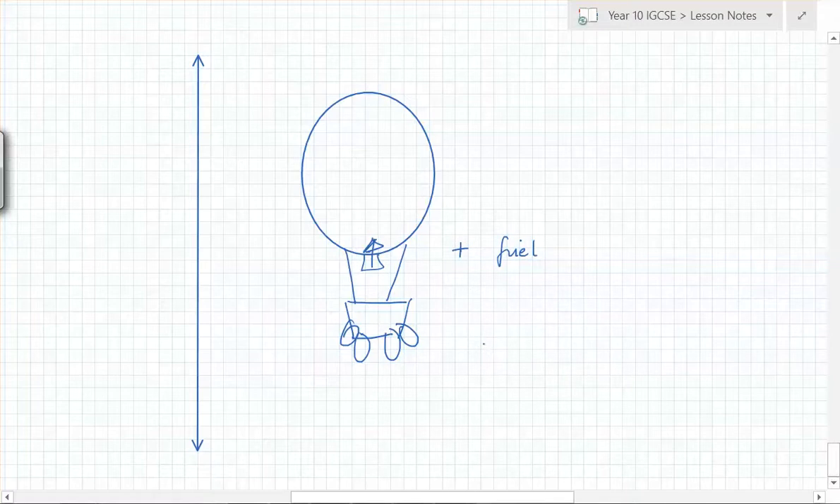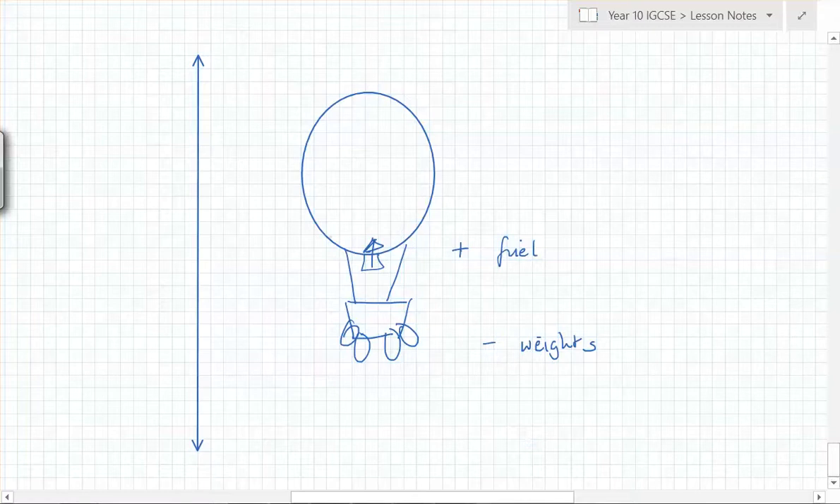Weights are negatives. Go down. Okay? So here's the thing, right? If you add a weight, what happens to the balloon? It goes down. If you add fuel, it goes up. Alright? If I subtract a weight, if I take a weight off, it goes up. If I take fuel out, it goes down. Okay? So think of it like that. Right? So fuel is a positive, weight is a negative amount.